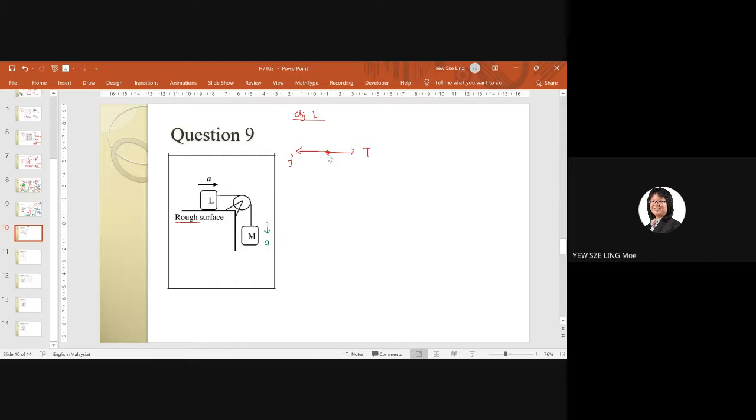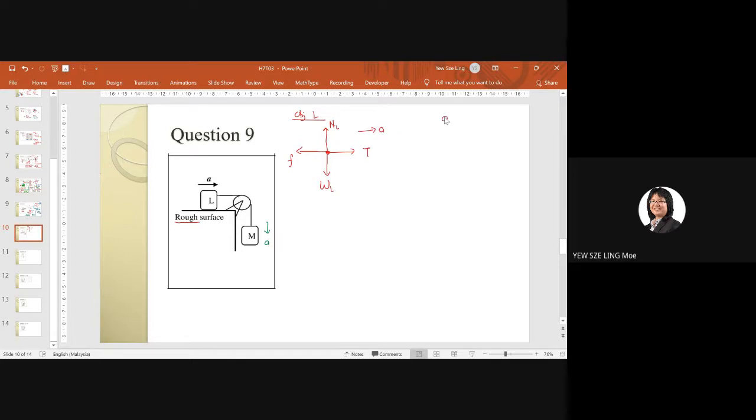Object L is an object, and like I said, every object comes with weight. So WL. And now you place it on a surface, so it has a normal force, NL. So this is the free body diagram for object L. And then A is going to the right-hand side.